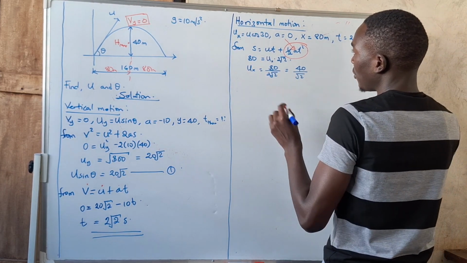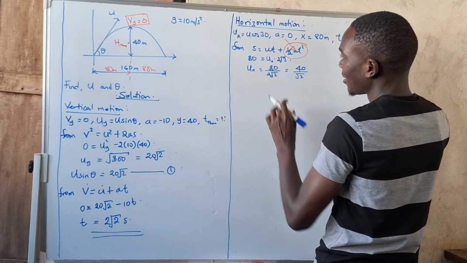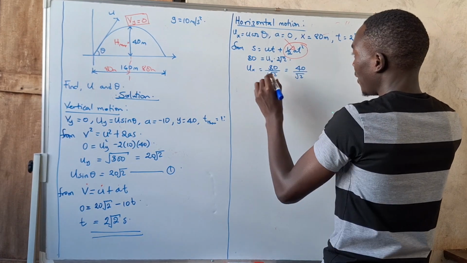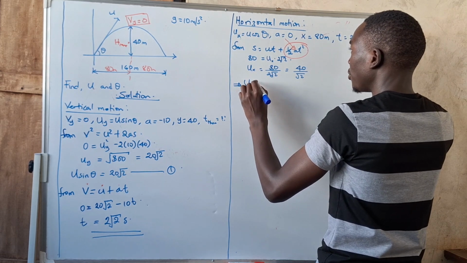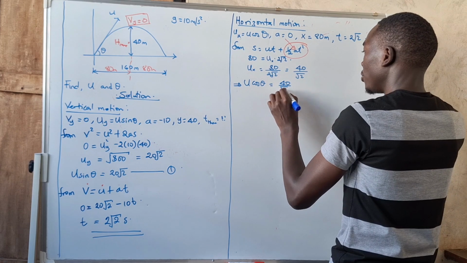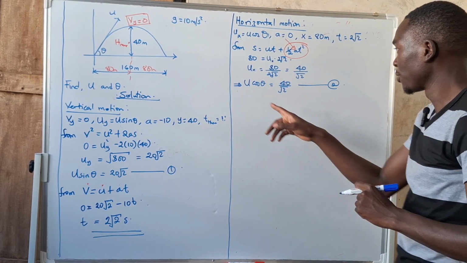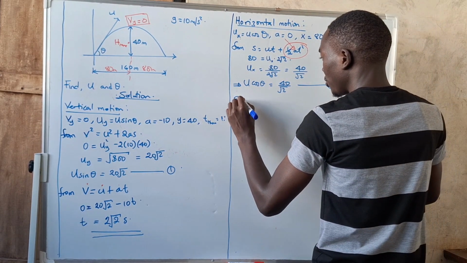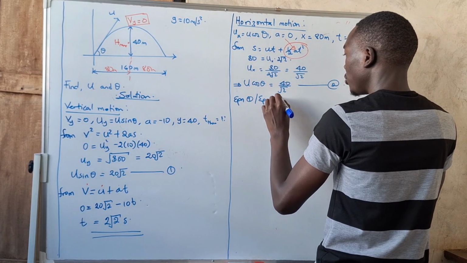Now ux, we have just seen that ux is u cos 30. It's not 30, sorry, it's theta. Such that now this implies that our u cos theta will be actually equal to 40 out of root 2. And I can gladly call this equation number 2. I hope you see I have two equations, 1 and 2. So I can easily come and say equation 1 out of equation 2.